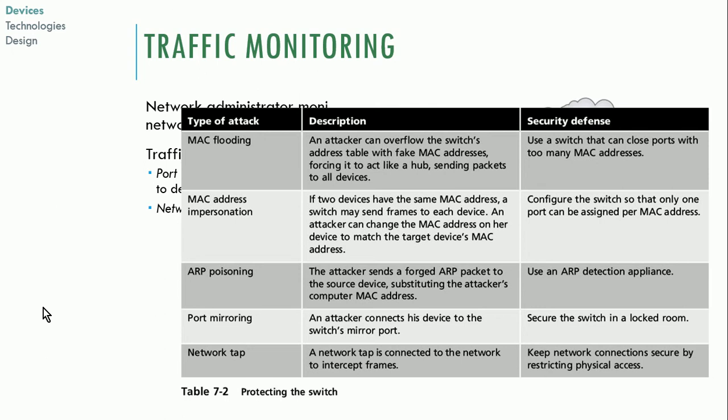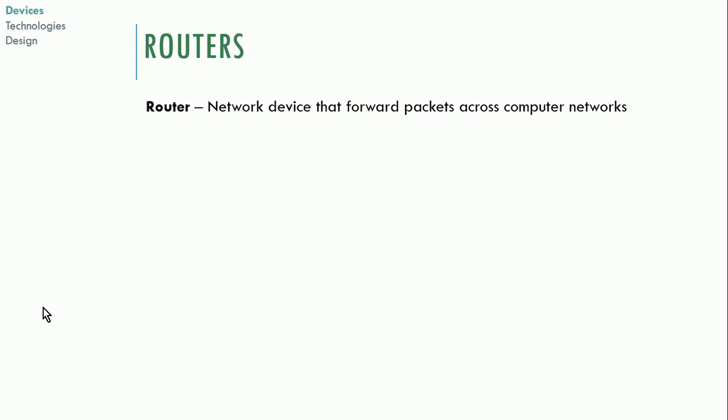All right, so that's some of the attacks that we might be susceptible to with a switch. So let's talk about routers. So moving up the chain, we went from layer 1 to layer 2, and now we're at layer 3. Layer 3 is routers, which is a network device that forwards packets across multiple networks. So a switch only has context within a single network, whereas a router can move traffic between disparate networks.